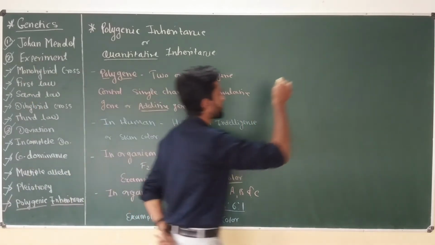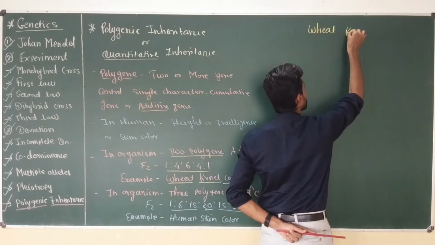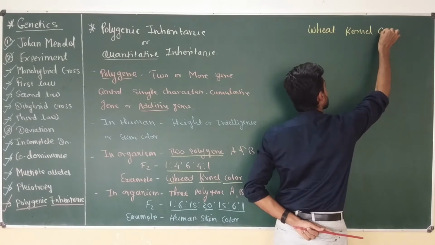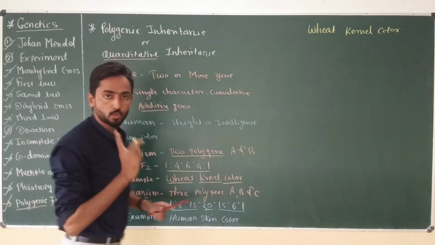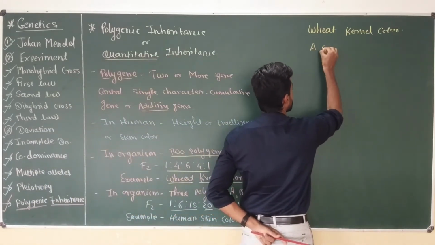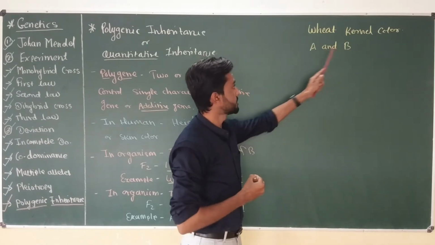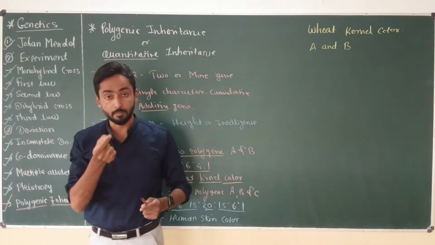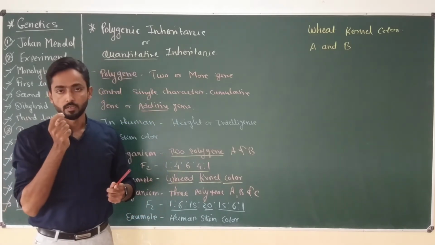Okay, so wheat kernel color is controlled by two genes, A and B, because these two genes are responsible for red pigment production in the wheat, which ultimately controls the wheat kernel color.